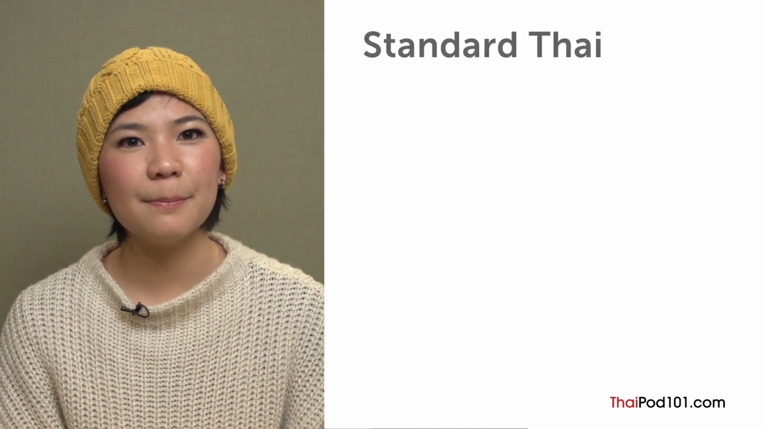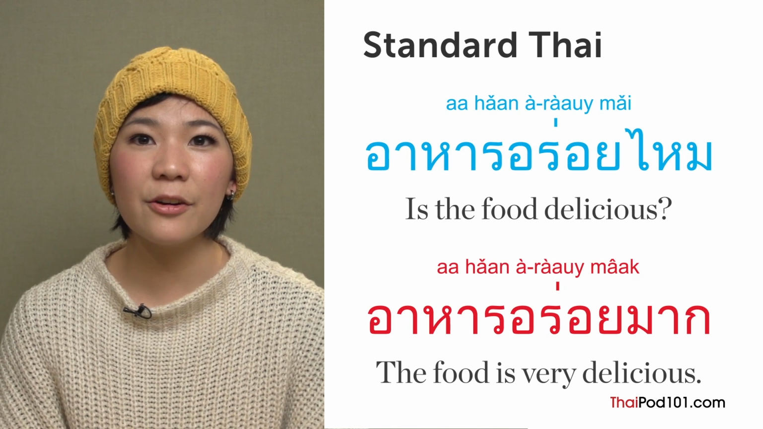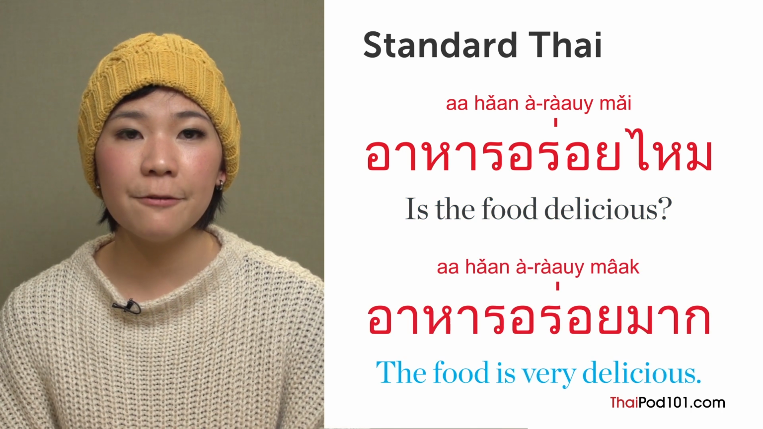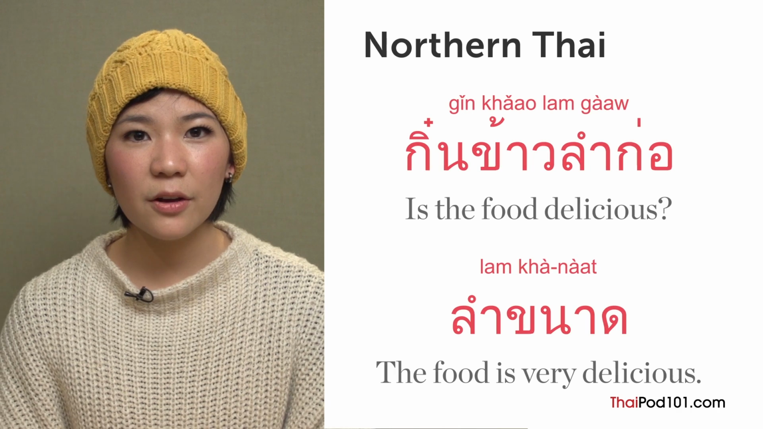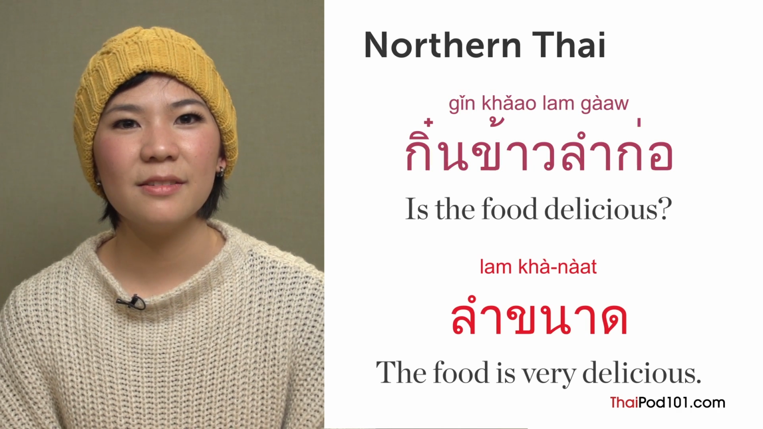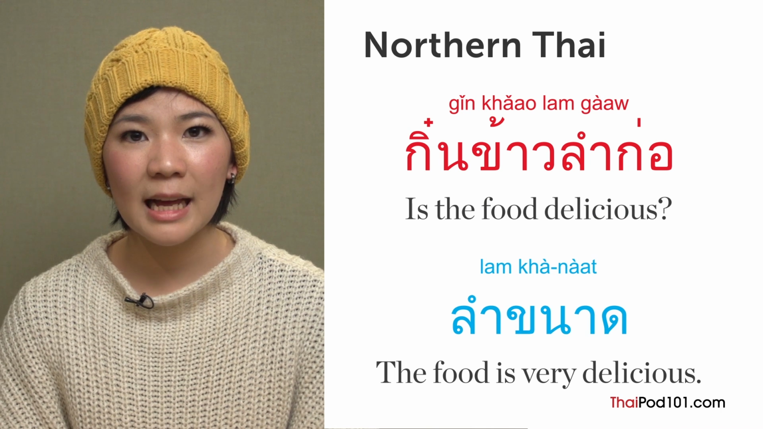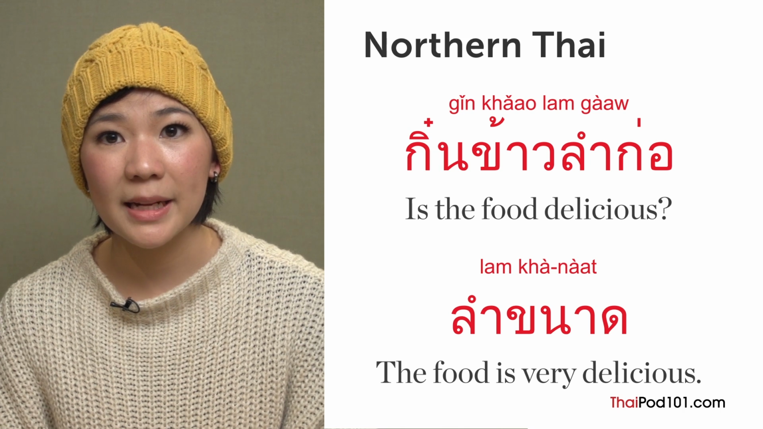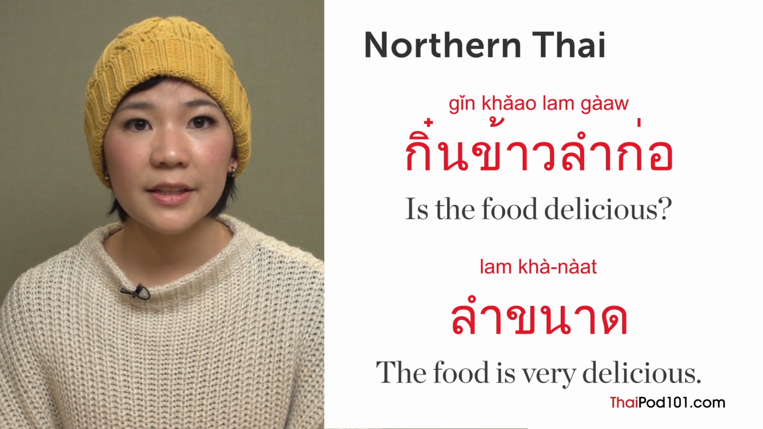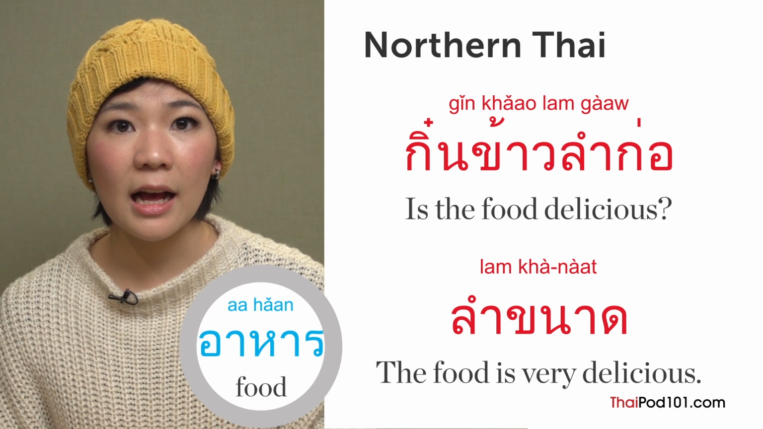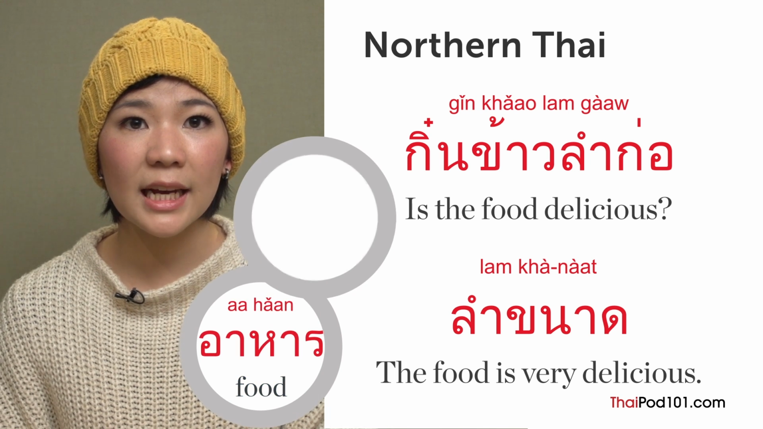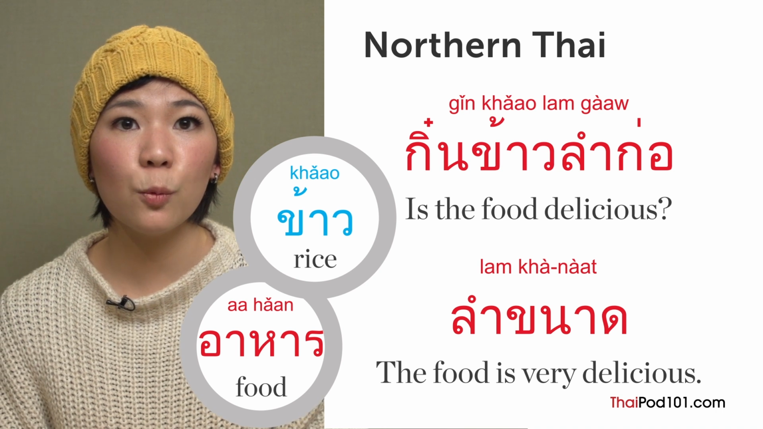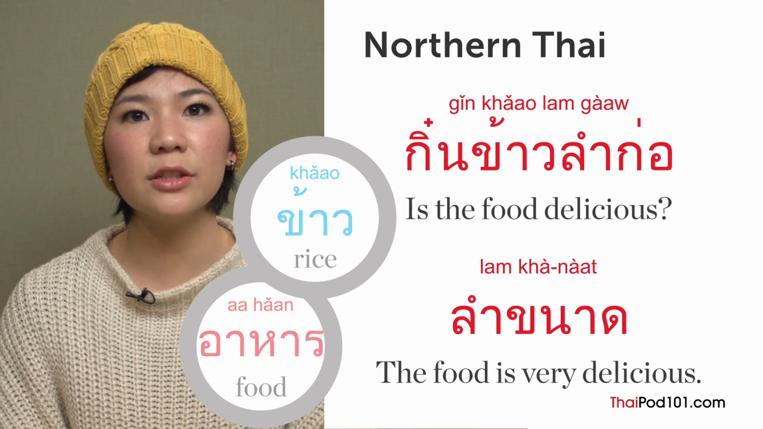So, let's recap. Standard Thai อาหารอร่อยไหม Is the food delicious? อาหารอร่อยมาก The food is very delicious. Northern Thai กึ่นข้าวลำก่อ Is the food delicious? ลำขนาด The food is very delicious. This sentence is completely different from the other dialects. This is because instead of using อาหาร to mean food, Northern Thai uses ข้าว to mean food.